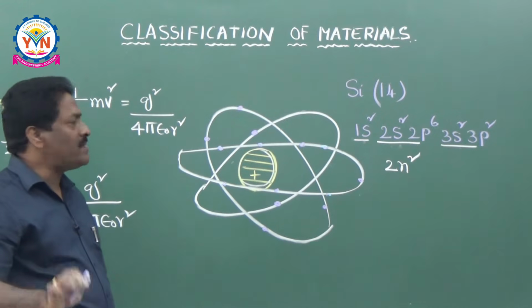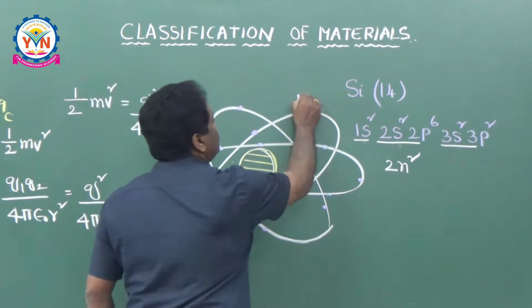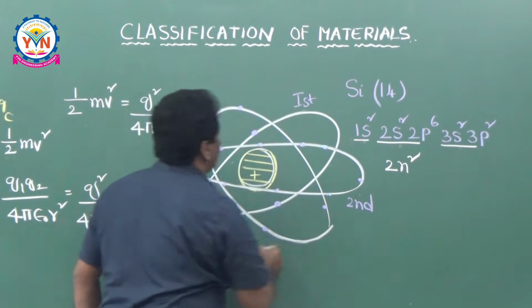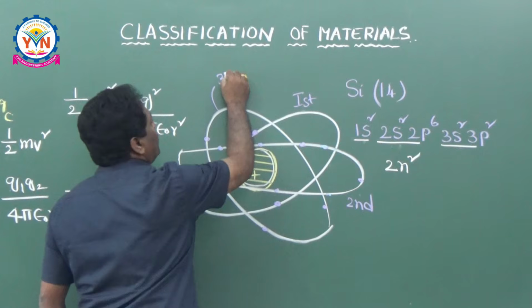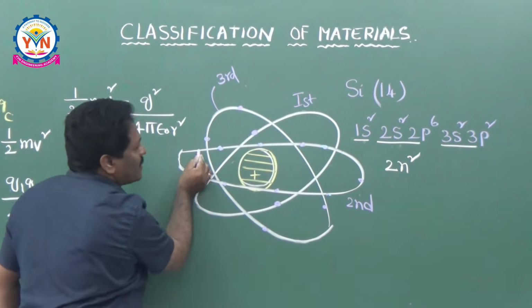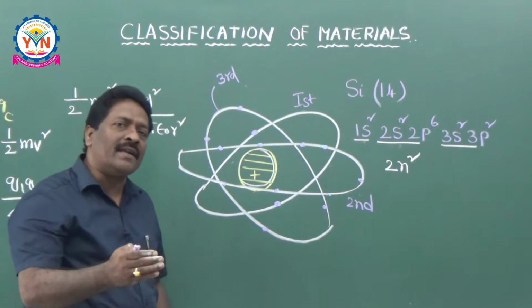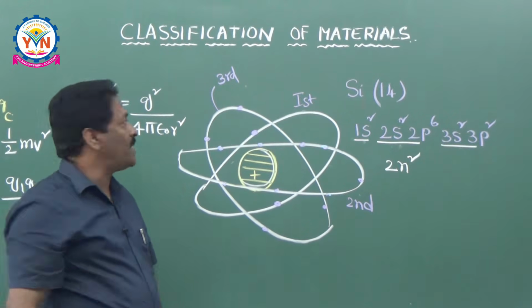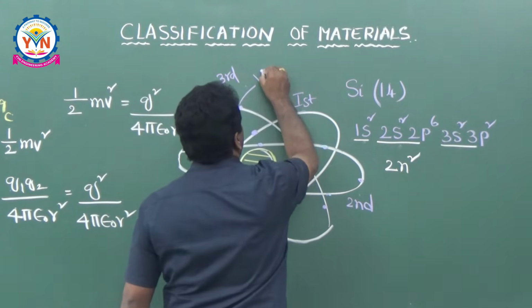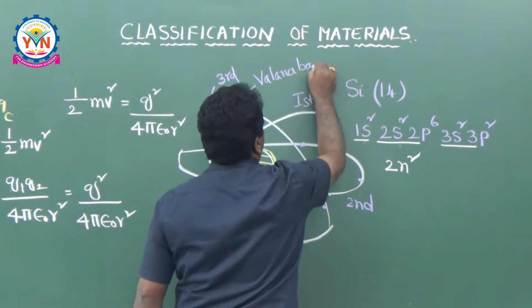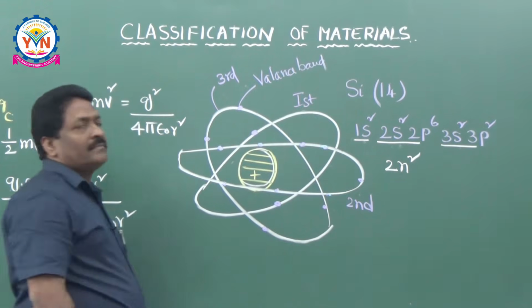So remember friends, this is the first orbit, this is the second orbit, and this is nothing but the third orbit. 3 orbits are there. In the third orbit, you have 4 electrons. Whatever orbit is the last orbit can be called a valency orbit. I can say that this is called the valency orbit, or otherwise I can say valency band.